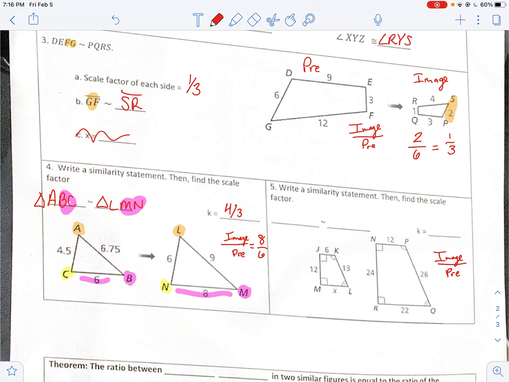So pause the video, find your similarity statement and scale factor, and then unpause the video to check your work. Okay, so you should be done at this point. If not, pause the video again. JKLM would be similar to NPQR, and your scale factor is 2.